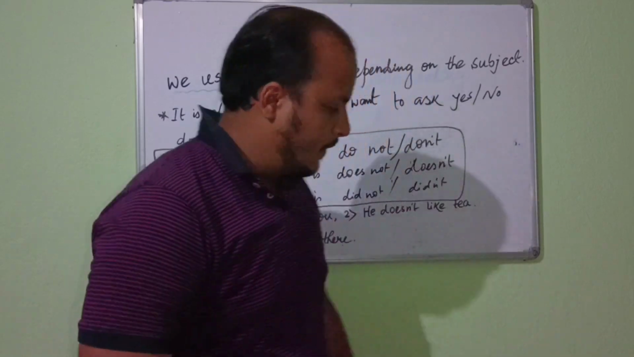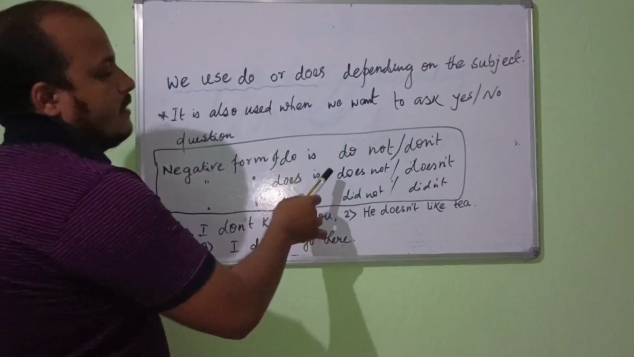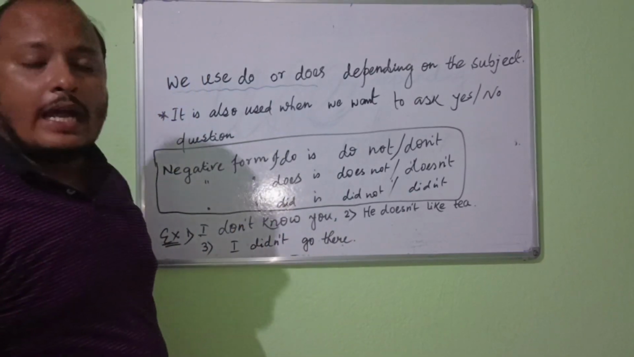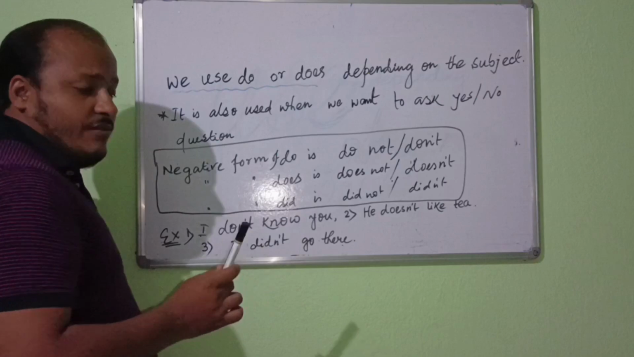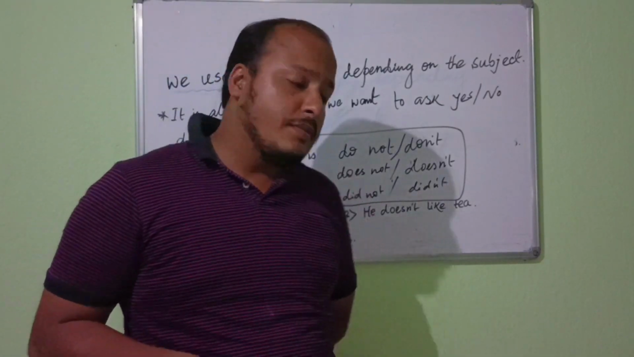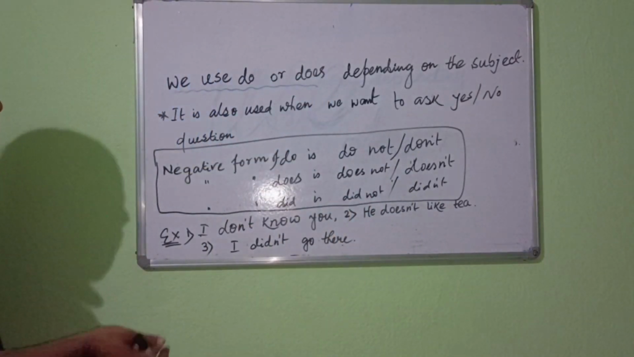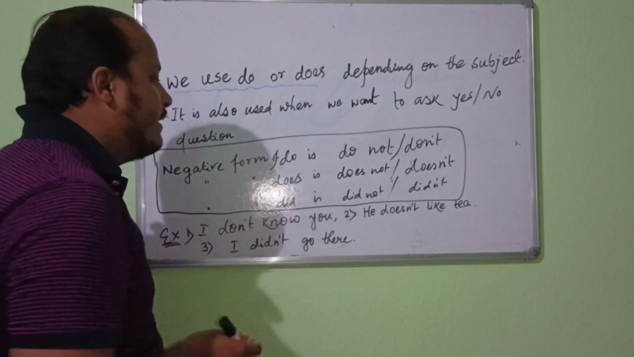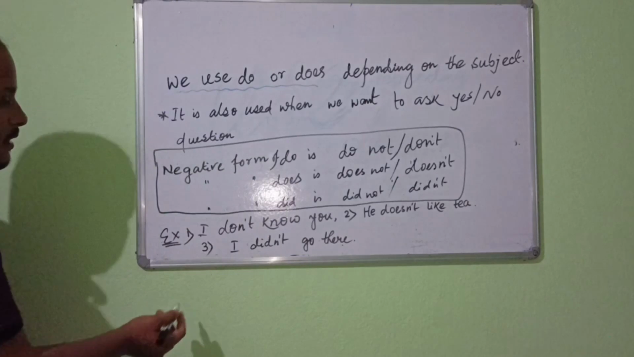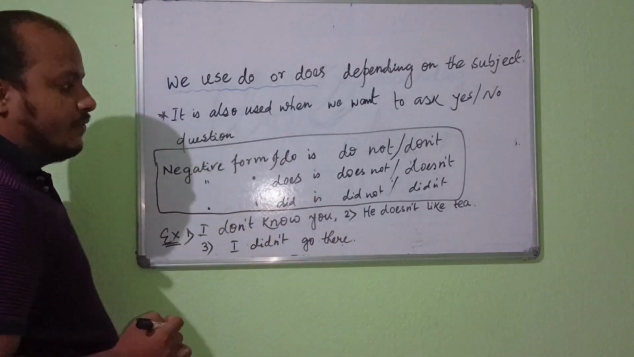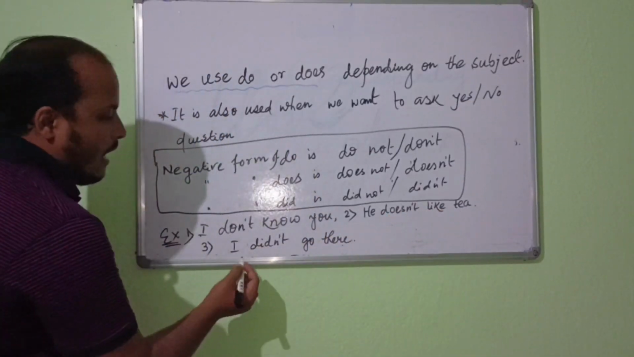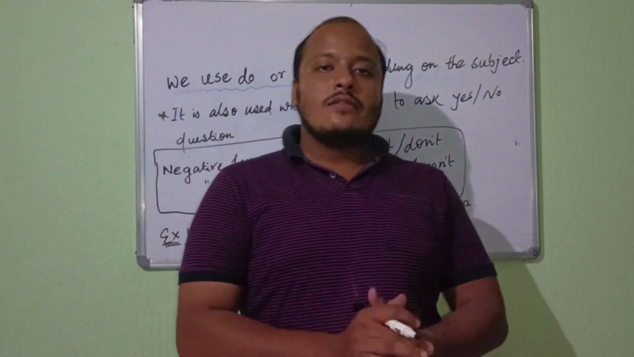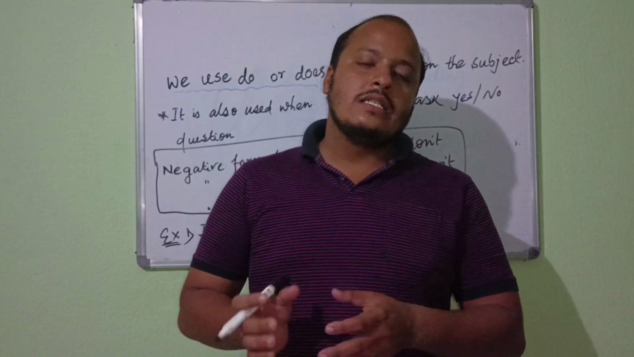There is something. The negative form of do is do not or don't. Does is doesn't and does not. And did is did not or didn't. That means the negative form of do is do not, the negative form of does is does not, and the negative form of did is did not. Here the examples are I don't know you. He doesn't like tea. I did not go there. Then already it is described the use of do, does and did.